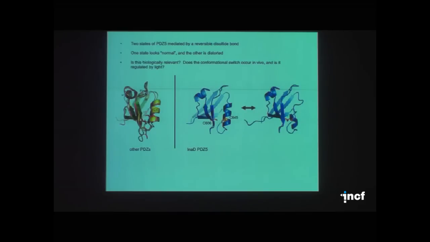And so, of course, this makes you ask the question: this sort of two-position switching of this domain, is it biologically relevant? Does it actually happen in vivo, first of all? And is it regulated by light in the photoreceptor cell of flies?